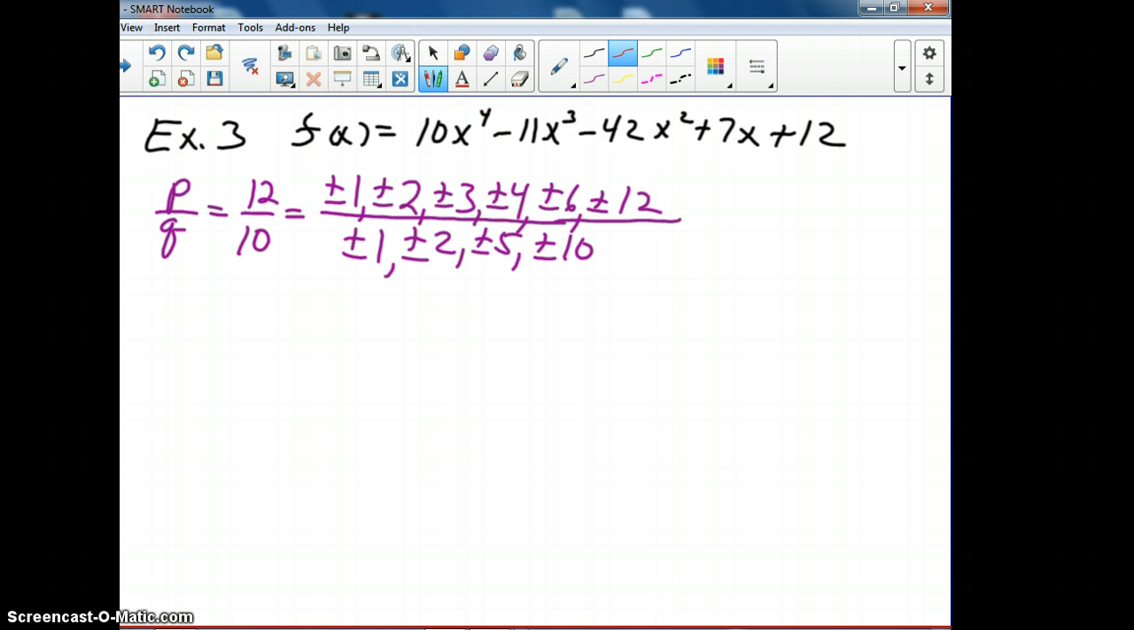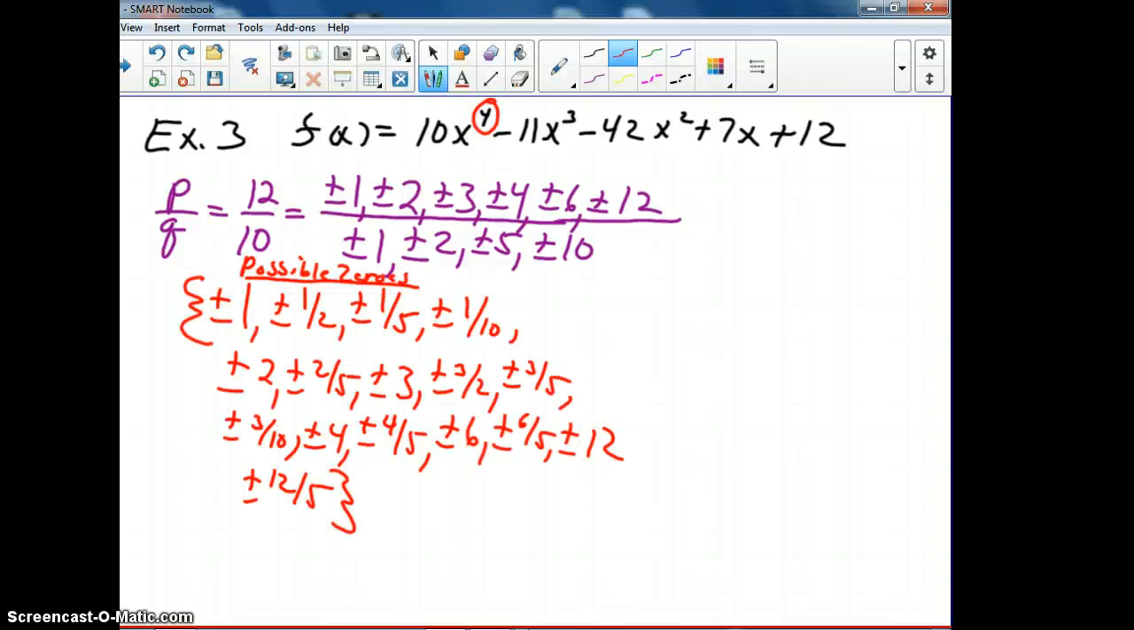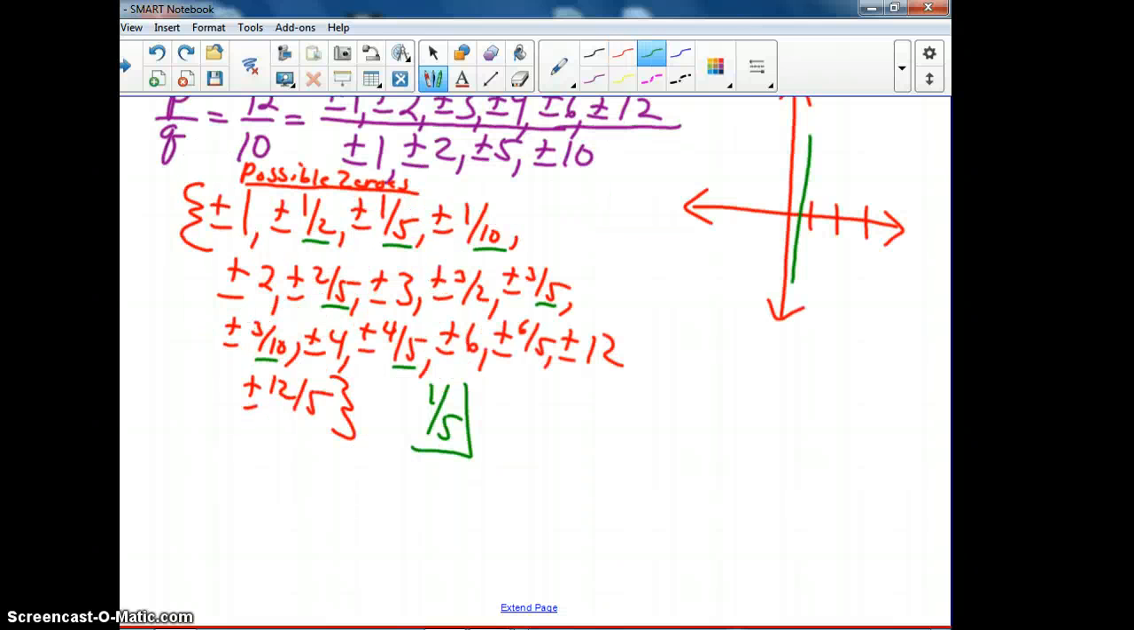Okay, so let's go to the next problem. Okay, so here's the next one, right? So once again, we're doing P over Q, right? And let's stop right there. Okay, all right, so here are the possible zeros when you get this, right? Now, if you know how to do it, I don't know if everybody knows how to do that. See, that's the thing.